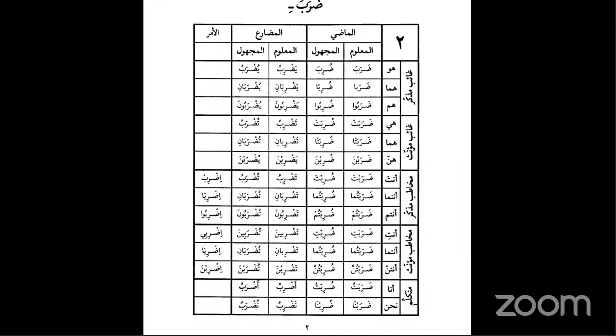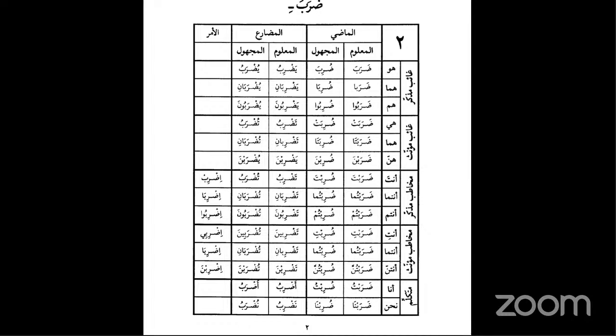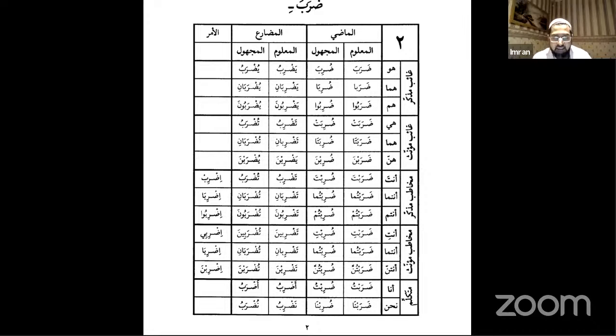Sheikh, can I ask one question? Yes. So, for example, yadribu is he hits. Then yudrabu will be he's hitting? Yudrabu, he is being hit. Okay. So yudrabu is active present? Yes, active present, that's right. And yudrabu, he is being hit, passive.